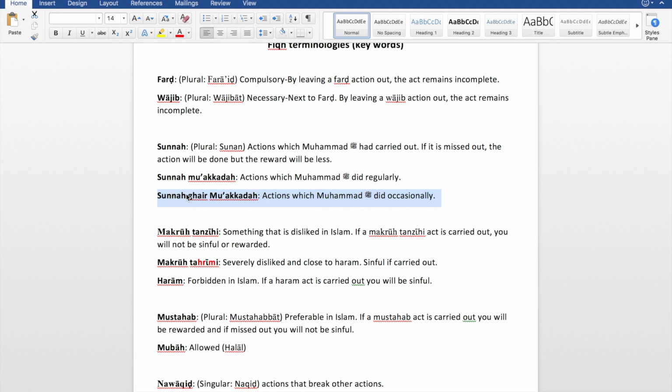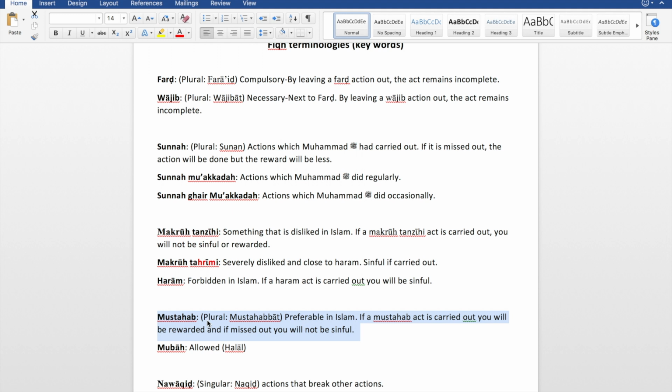So it's still a sunnah at the end of the day. One less important than sunnah ghair mu'akkadah, underneath that, you can say this is mustahab. So it's not as important as sunnah, but it's something which is good to do. If you leave it out completely, it's not a problem at all, but it's something which is good to do.